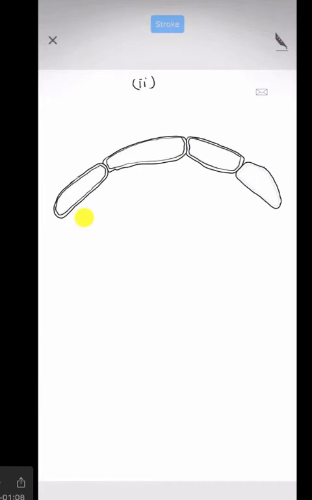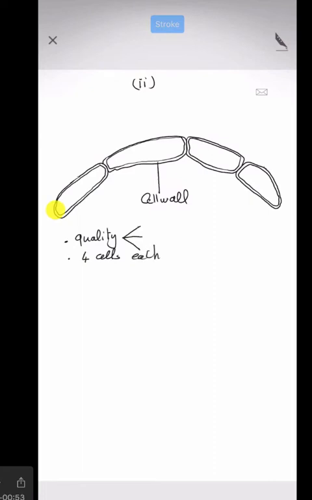canal. The cells, you will draw them according to their shape, their size, relative size, the ratio between the length and the width. They have thin wall, and they should have a curve as they are forming a part of a canal. First, mark for the quality. Number 2, 4 cells each touching one other cell. No more than 4 cells, no less.